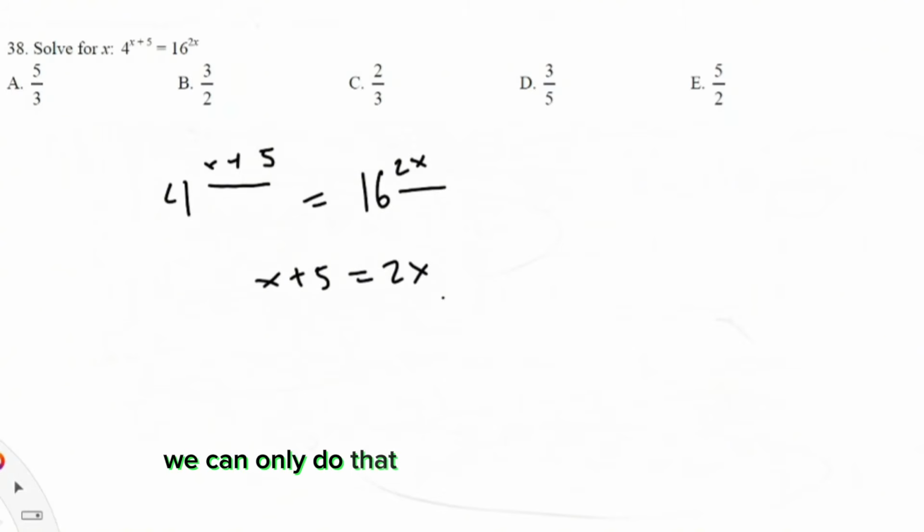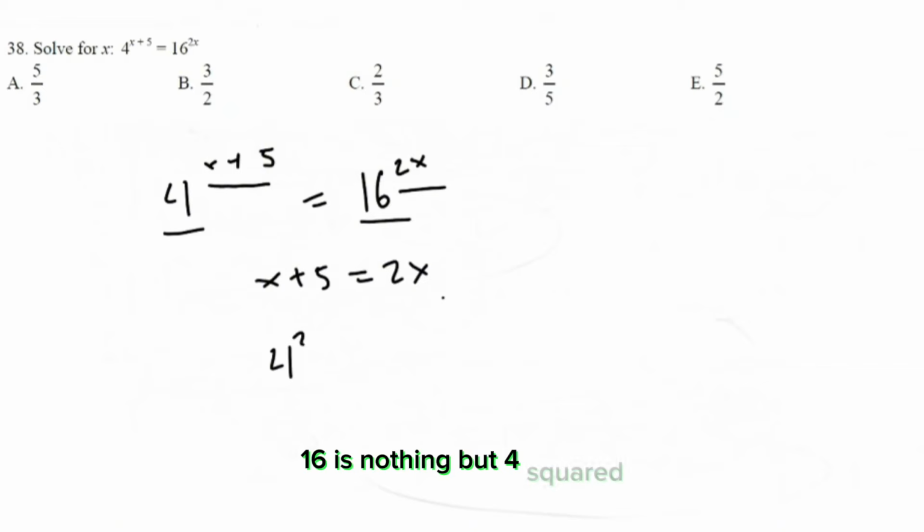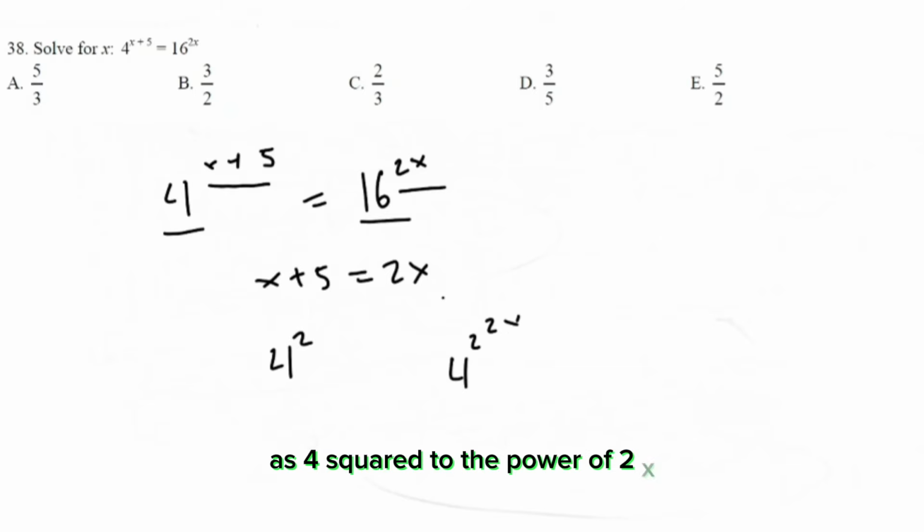However, we can only do that when the base number is the same. So 4 and 16 are not the same. How do we do this? Well, we make them the same. 16 is nothing but 4 squared. So we can write the second one, 16 to the power of 2x, as 4 squared to the power of 2x. And that is equal to 4 to the power of x plus 5.